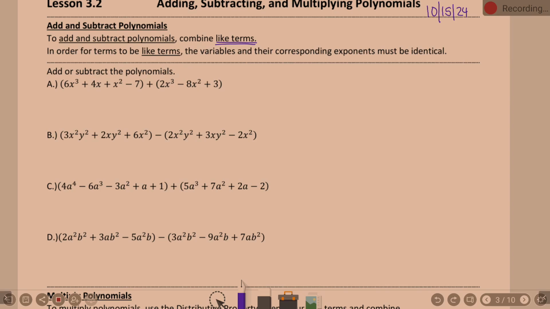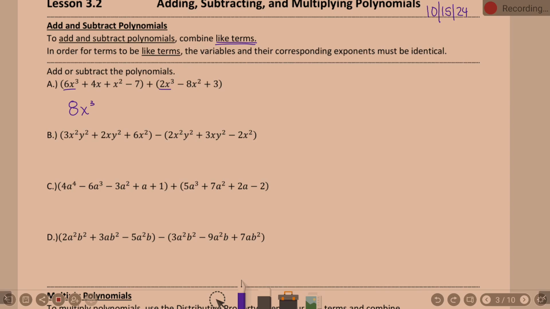The x squared and the x cubed. Let's start with x cubed. You've got it on the paper in front of you. What's 6x cubed go with? 2x cubed. And what is 6x cubed plus 2x cubed? 8x cubed.